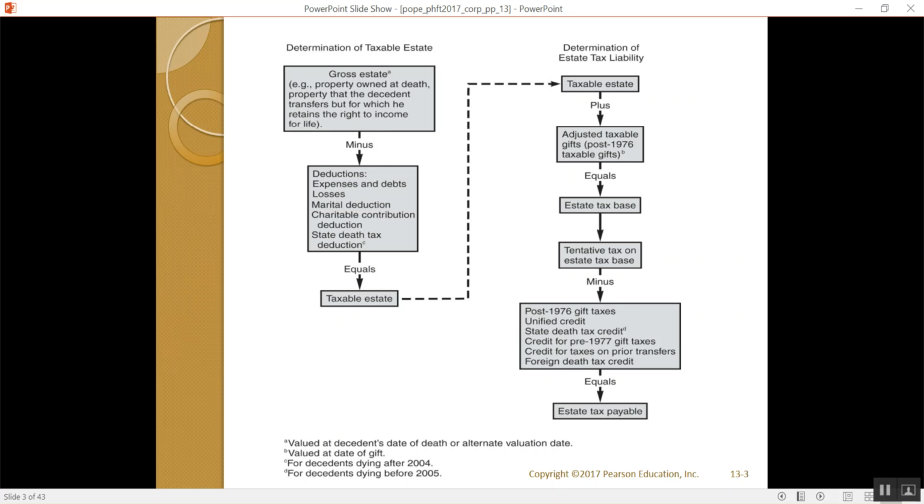So for instance, if an individual before his date of death transfers over to his son an apartment building, and he says, you now own this apartment building, but until I die, I get all the rent income from it. And you go ahead and rent it out. I'm giving you this apartment building, but I get the rental income from it.